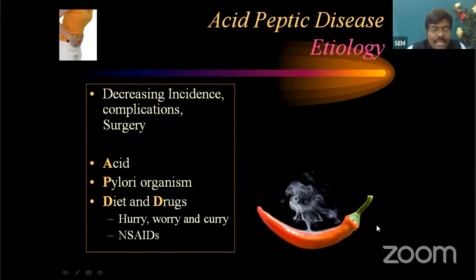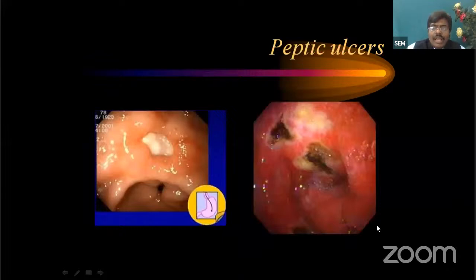Third, of course, sometimes it is the diet you eat, or the drugs you take. We always say the commonest drugs are non-steroidal anti-inflammatory drugs like diclofenac. Old age people with arthritis take Voveran, diclofenac, Brufen, things like that, and also steroids for rheumatoid arthritis. Also remember, a lot of people, because of always living a very fast life, hurry, stress, worry, or spicy food, curry. So hurry, worry, and curry, I normally say, cause this. These are in essence the reasons why we develop the ulcer.